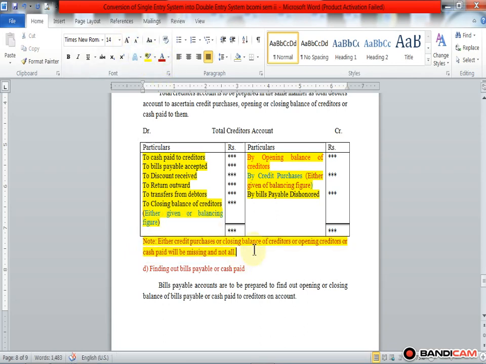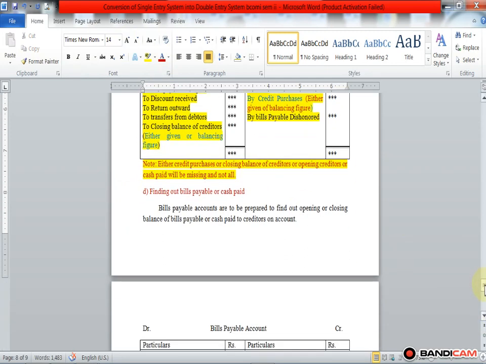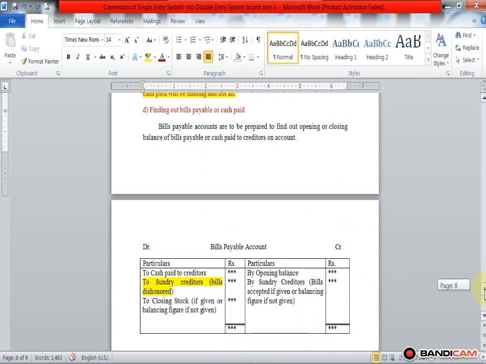Now we are going to discuss how to find out the bills payable or cash paid. The bills payable account is prepared to find out the opening or closing balance of bills payable, or cash paid to creditors on account. So this account is prepared to know the opening or closing balance and cash paid to the creditors. First we post the entries which are related to creditors account.